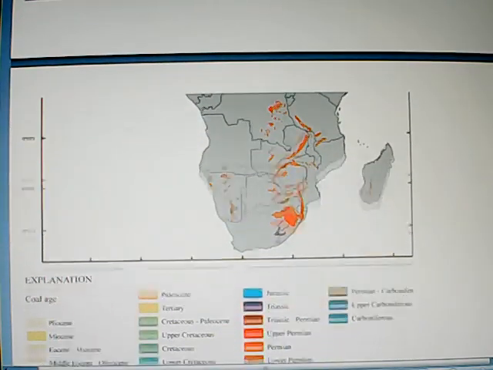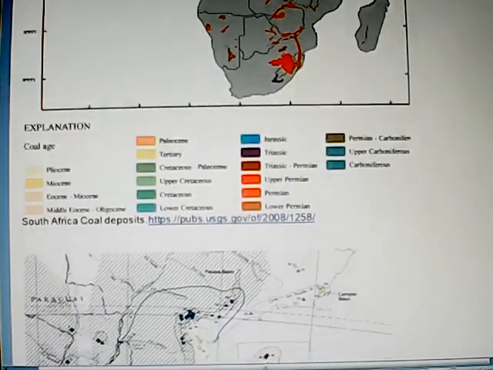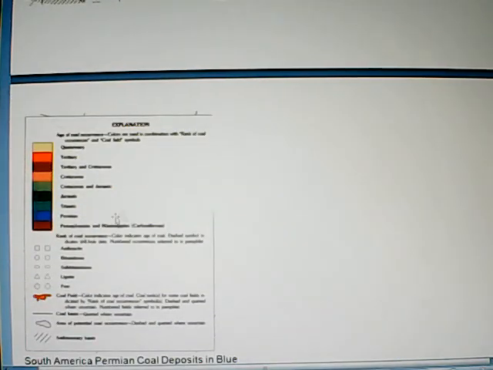And here are coal deposits in Africa during that time period. We have Permian, Lower Permian, and the Upper Permian represented here in South Africa. And the blue shows coal deposits in South America during this time period, during Permian with the blue color.